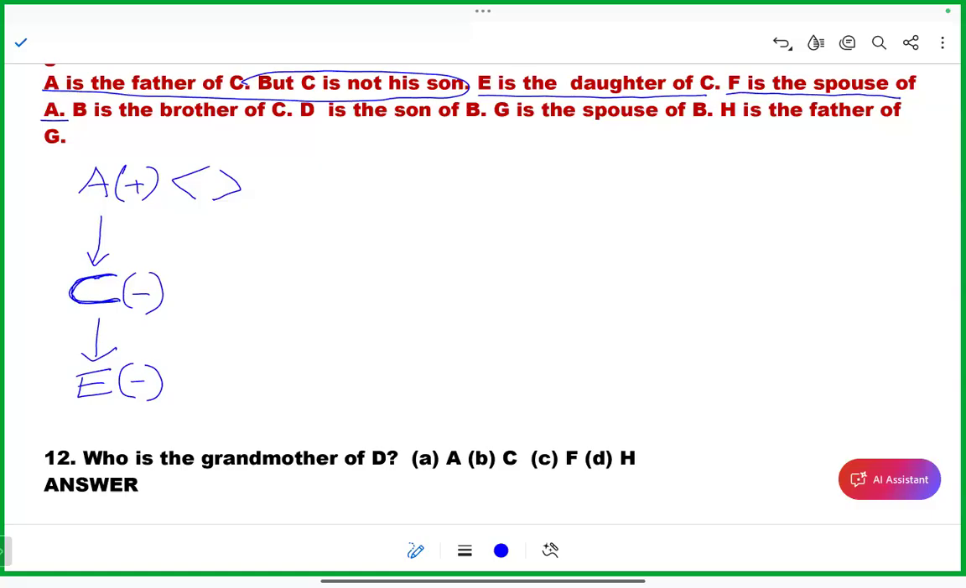So F is the spouse of A. So F is the mother. That is the wife. F is the spouse of A. So far, so good. So yeah, no extramarital affairs happening. Everything is a Christian family in the question.